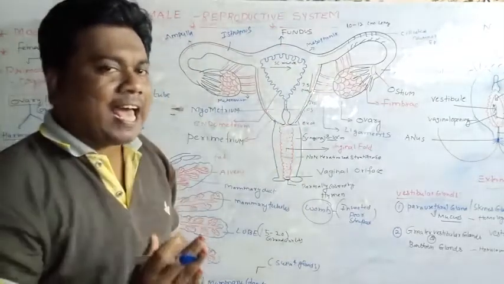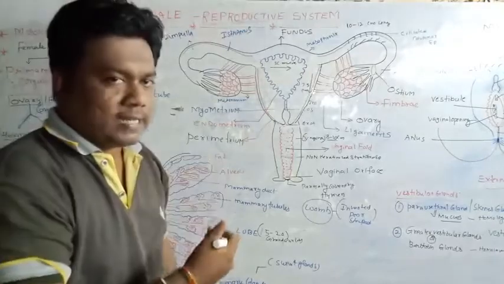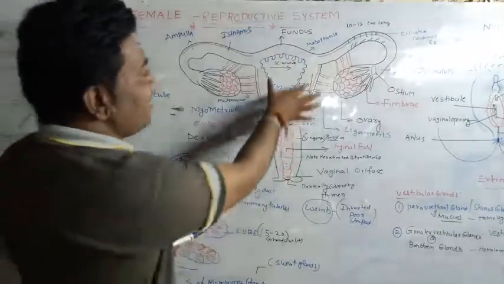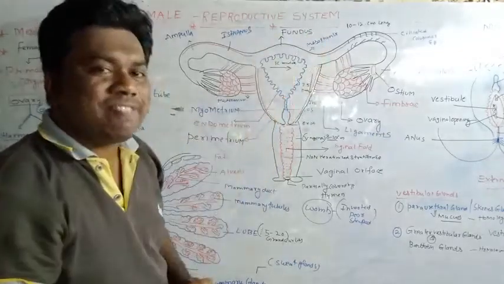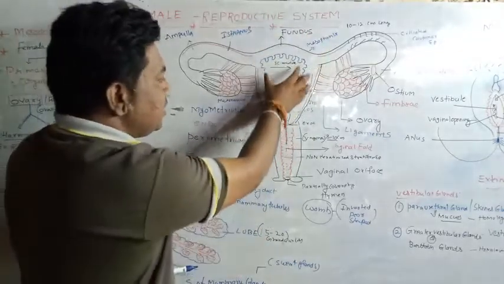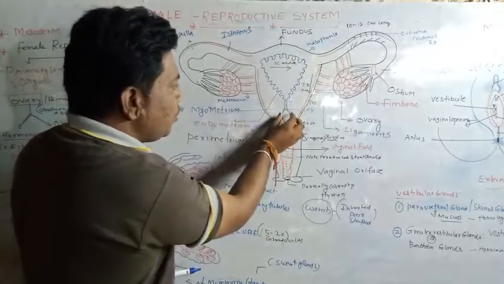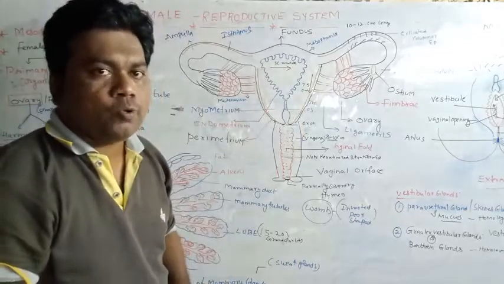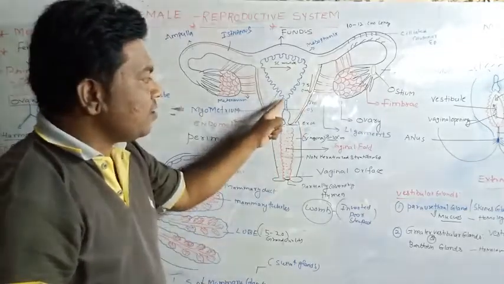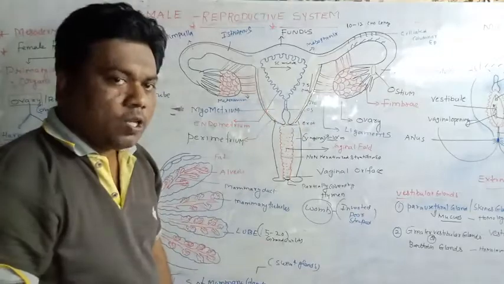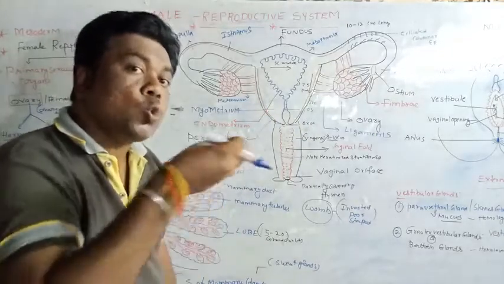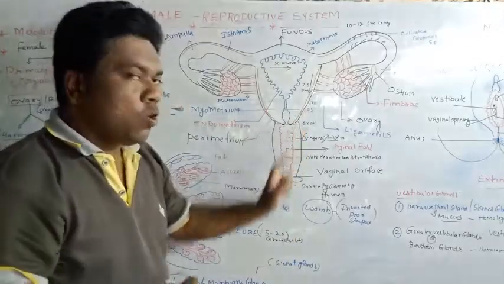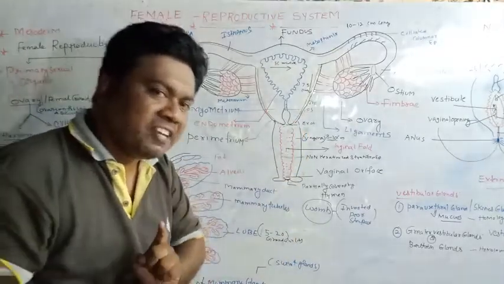And the uterus has some parts. The anterior bulging part of the uterus is known as the fundus. The posterior part of the uterus has a canal. That canal is called the cervical canal. This cervical canal has two openings. The internal opening is called the internal os, and the external opening is called the external os. This is very, very important.